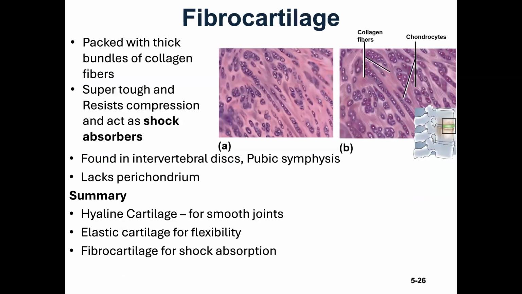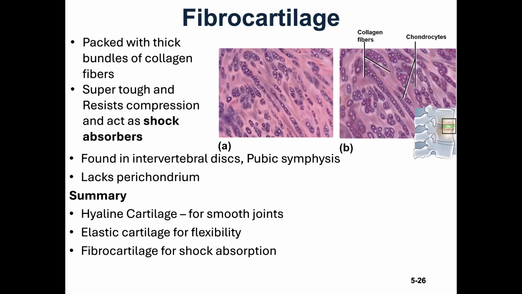Fibrocartilage. Fibrocartilage is tough. It contains bundles of collagen fibers. You can see the collagen fibers in bundles, and you can see rows of cells here, the chondrocytes. And this is normally seen in the intervertebral disc.